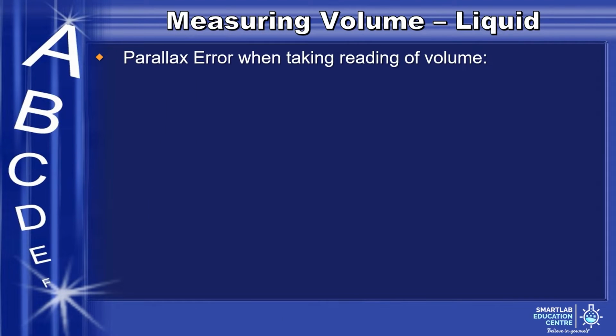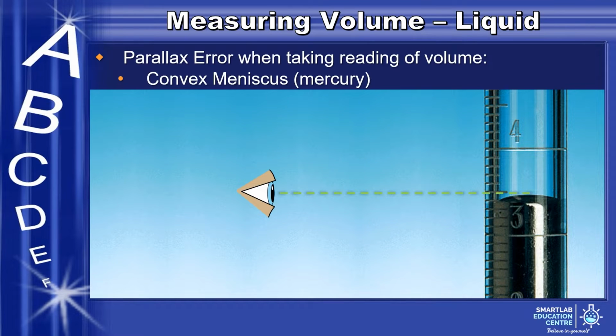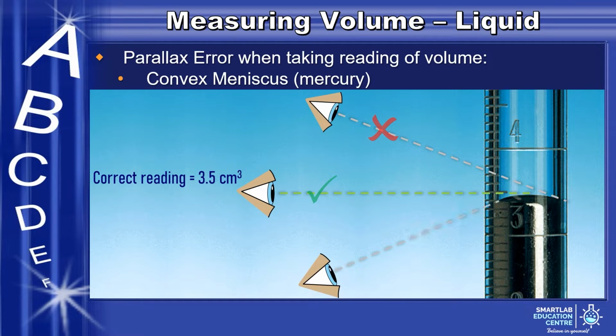Some other liquids, such as mercury, have a convex meniscus. In this case, you need to read off at the highest point of the liquid surface. Also, make sure your eye level is at the same height as the liquid level.